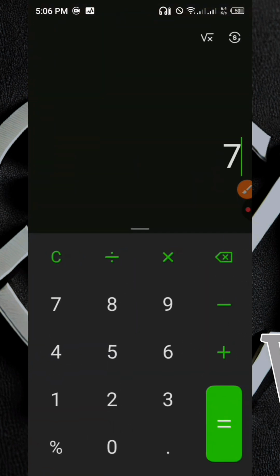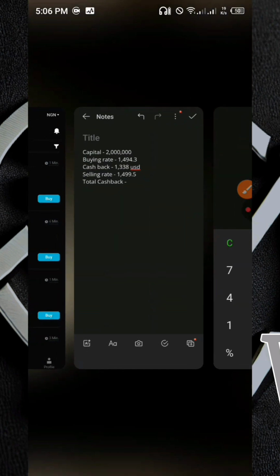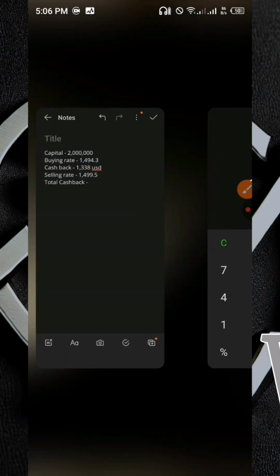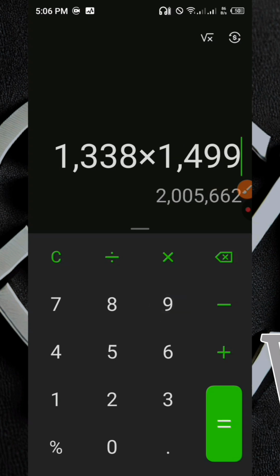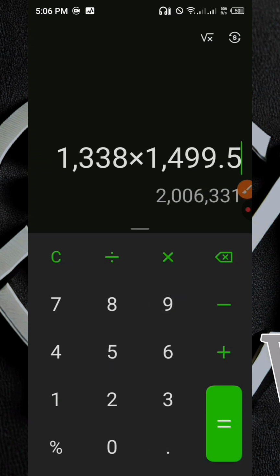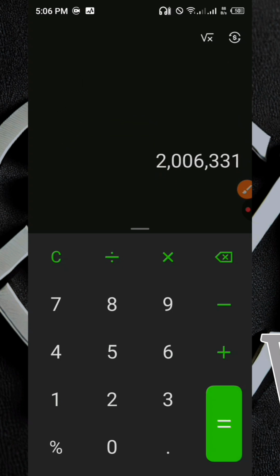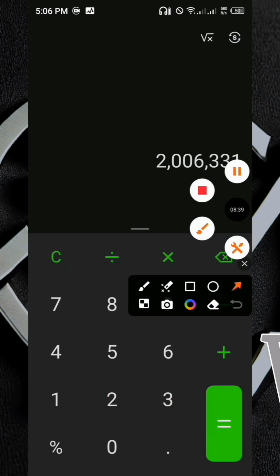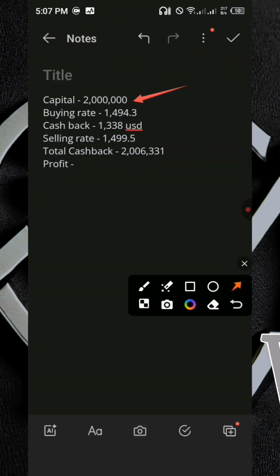Let's calculate. First of all, we're going to get our total cashback before we now calculate our profit. So we're going to take this rate of 1499.5 and multiply it by the total USDT that we have, which was our cashback, and we had a total of 1338.4 USDT. So if we multiply that by our new rate, we're going to be selling it at a rate of 1499.5, and as you can see, we'll be getting a new total cashback of 2,006,331 naira. So if we take this, our new total cashback, and subtract our capital from it, that's how we're going to be getting our profit.